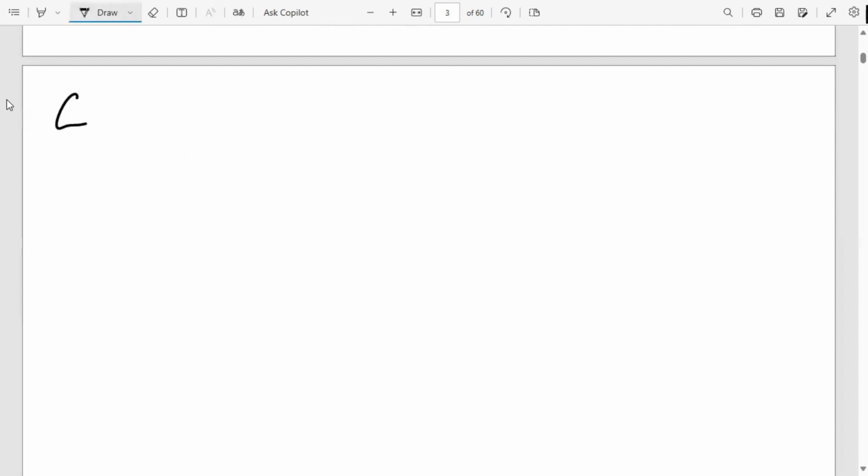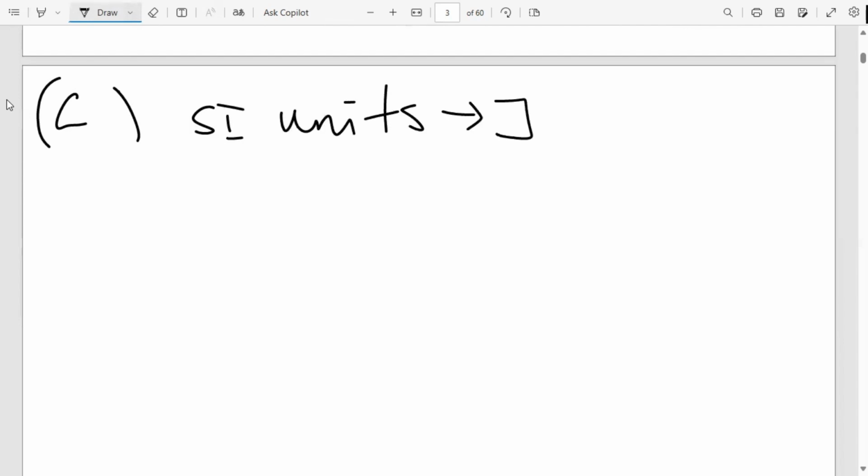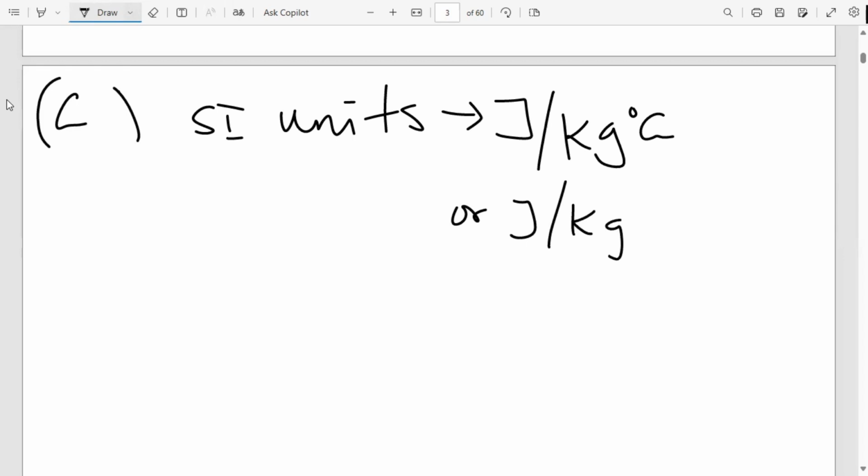Mostly they use a small letter c, and it has SI units of joules per kg degree Celsius, joules being the SI unit for energy. Or sometimes you can just say it's joules per kg Kelvin. So these units are interchangeable, or you can swap between these two units of measurement.